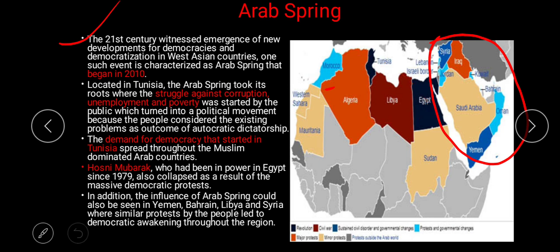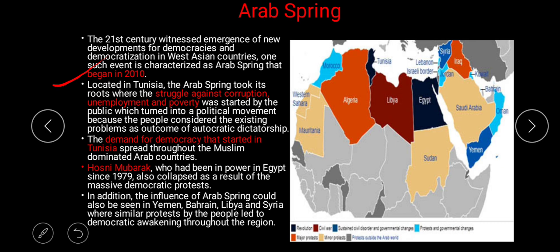Right now, coming to the point again, this democratic movement or democratization process started in the 21st century, and it began in 2008, mostly in West Asian countries. In Tunisia, the Arab Spring took its roots, where the struggle was against corruption, unemployment and poverty.